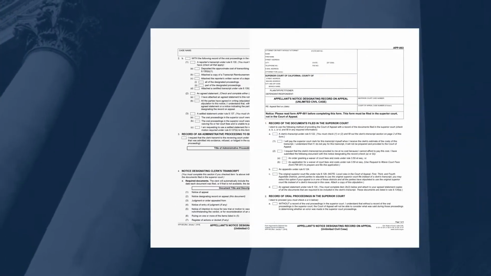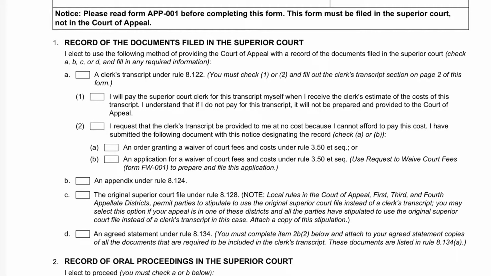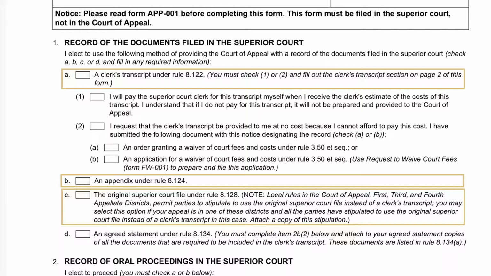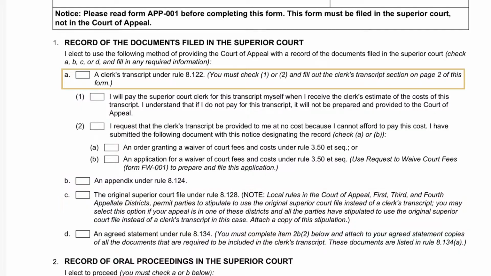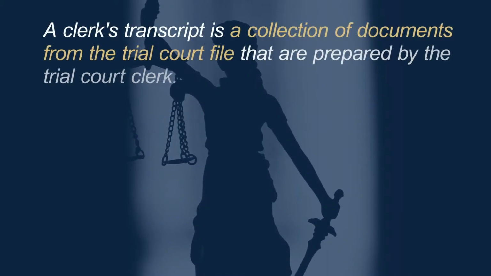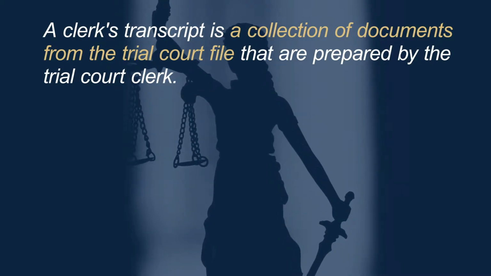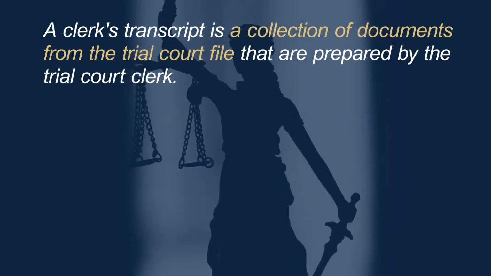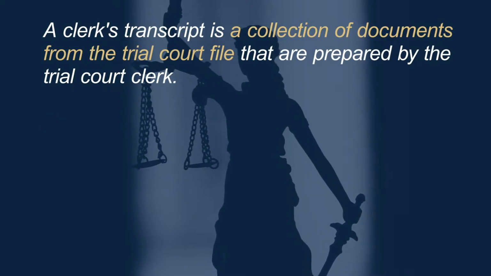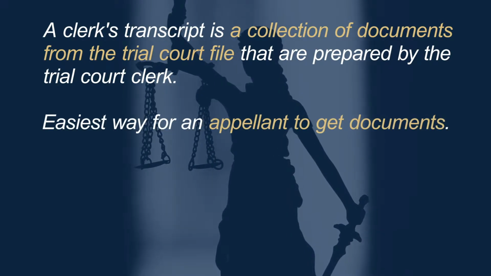Let's start with Part 1, the record of documents filed in the trial court. Look at boxes A, B, and C. You'll check only one of these boxes to choose how the trial court documents will get to the Court of Appeal. Box A is for a clerk's transcript. A clerk's transcript is a collection of documents from the trial court file that are prepared by the trial court clerk. There are many advantages to a clerk's transcript, and it's the easiest way for an appellant to get documents.